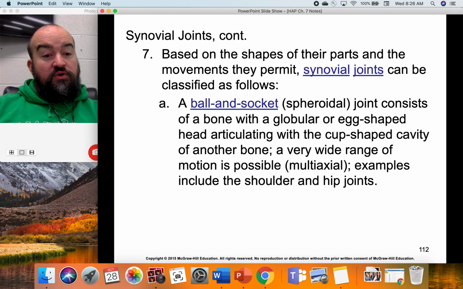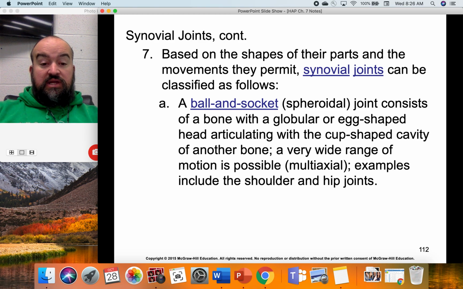All the different types of joints. We have ball and socket joints, like the shoulders and the hips, which allow a wide range of motion, but the drawback is those joints tend to have less stability. So you have dislocations that are common with shoulders.